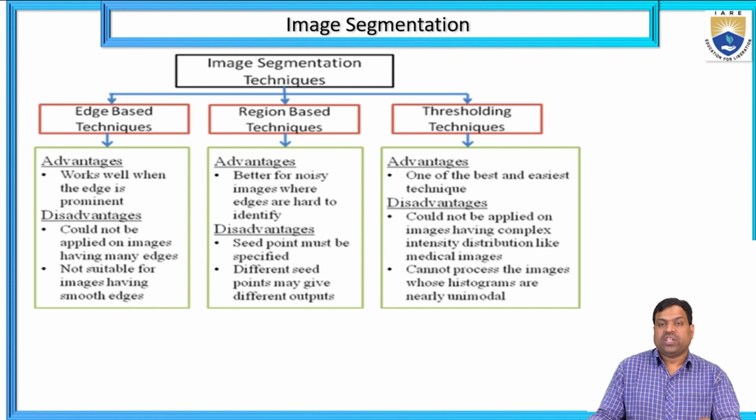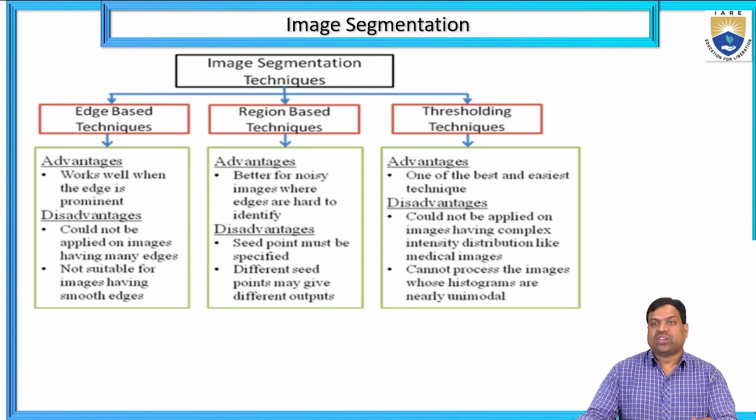Image segmentation techniques are majorly of three types: edge-based technique, region-based technique, and threshold technique. The advantage of the edge-based technique is that it works well when the edge is prominent. The advantage of the region-based technique is that it is better for noisy images where edges are harder to identify. And the advantage of thresholding is that it is one of the best and easiest techniques.